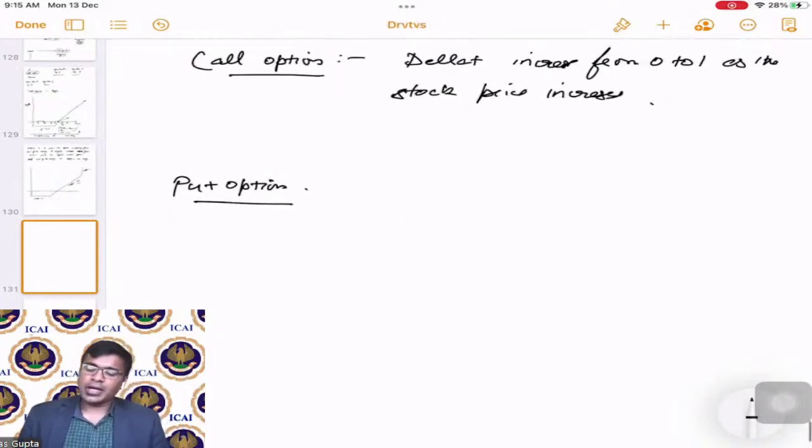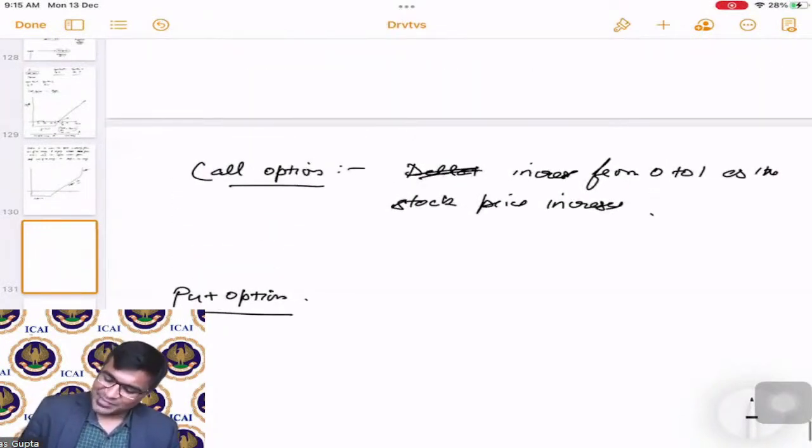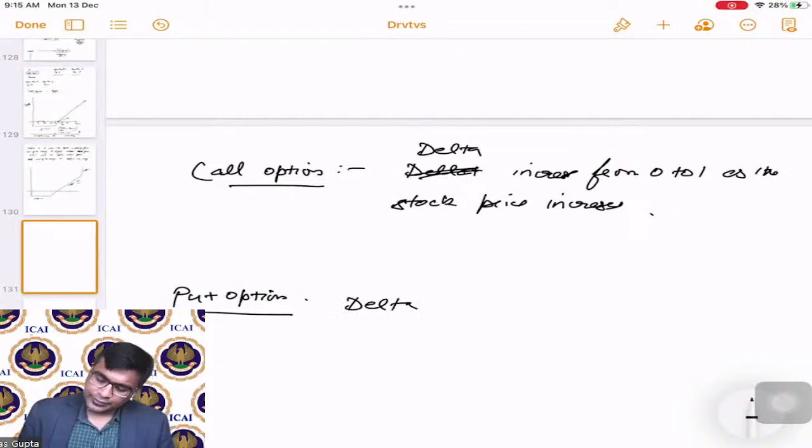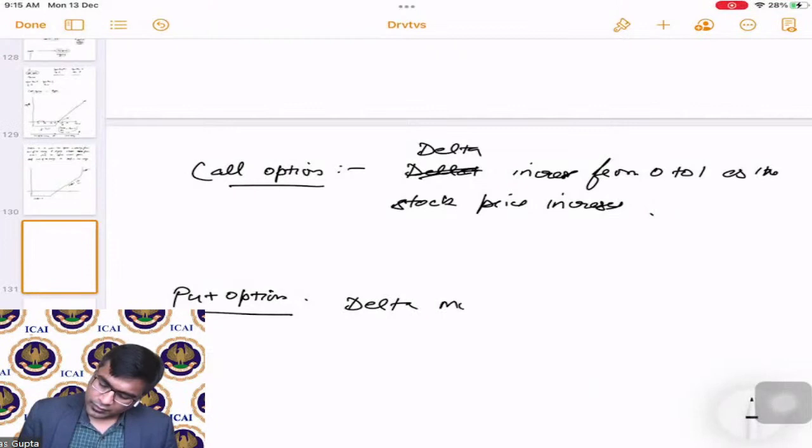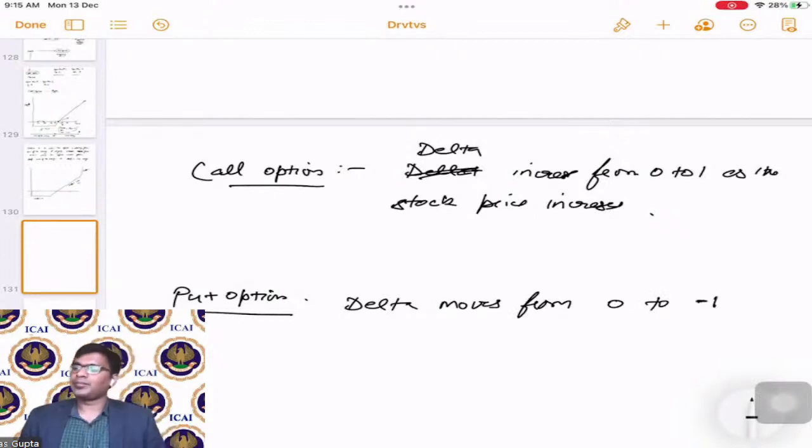Now, see, put option, how can we relate it? Sorry, the spelling is a bit wrong. Delta. Okay. So here we can say that delta increases, actually not increases, but it moves from 0 to -1.